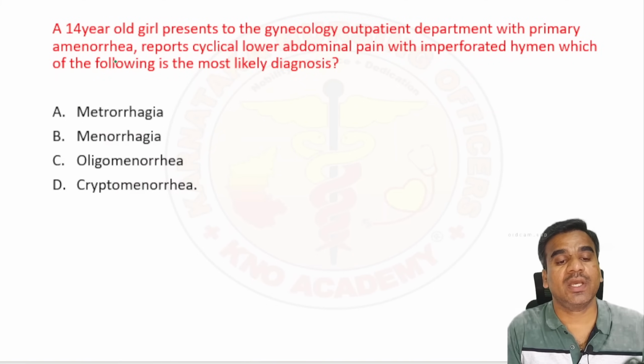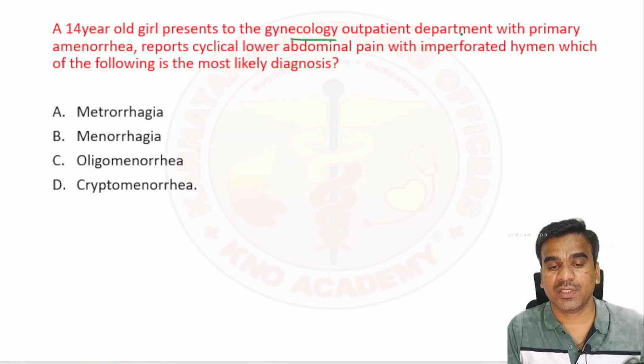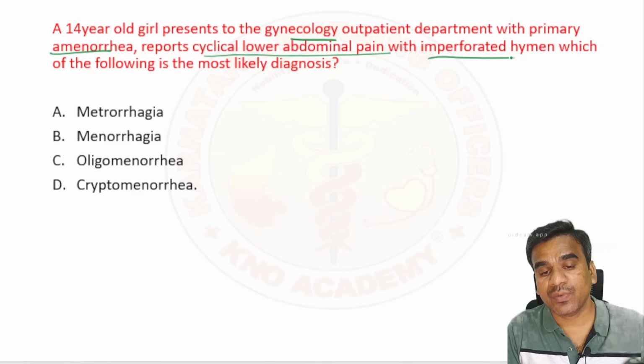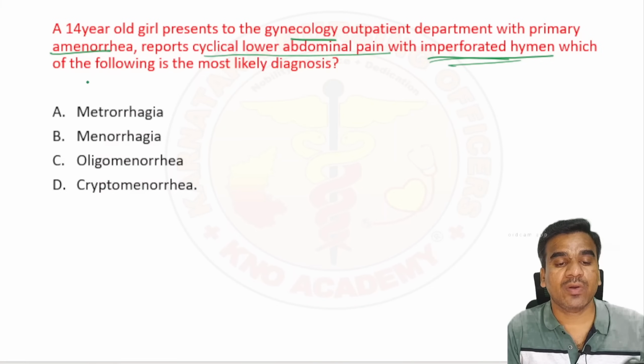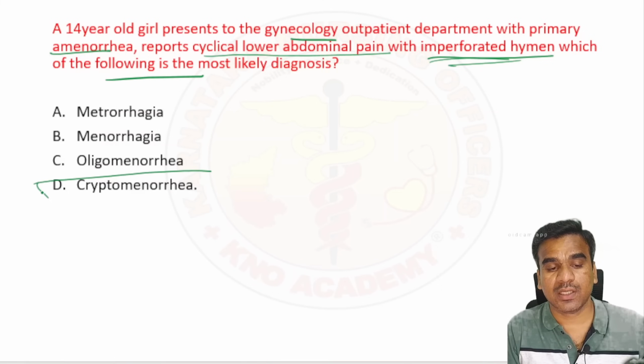And then the next question: a 14-year-old girl presents to the gynecology outpatient department with primary amenorrhea. She reports cyclical lower abdominal pain with an imperforate hymen. This is very, very important. Which of the following is the most likely diagnosis? Directly we can say that it is cryptomenorrhea. Cryptomenorrhea is the right answer.